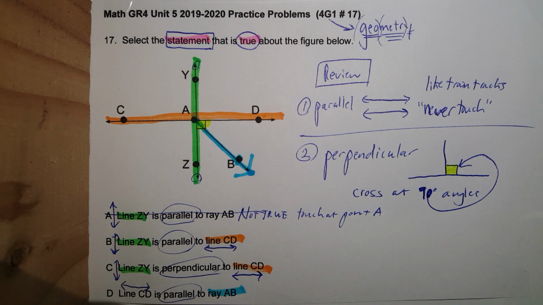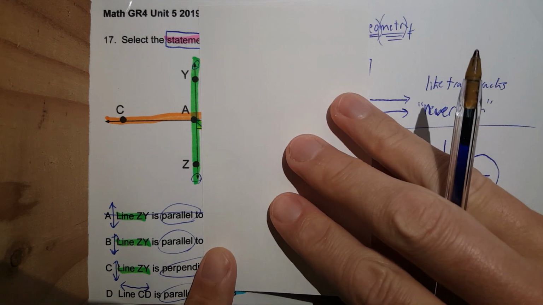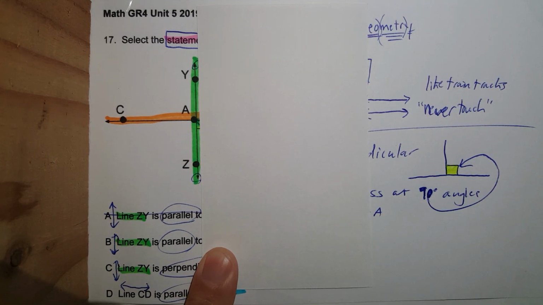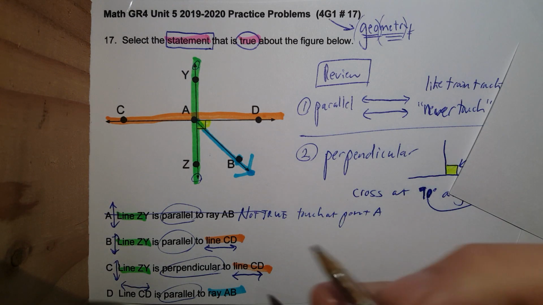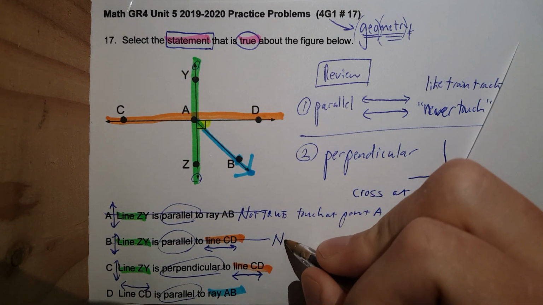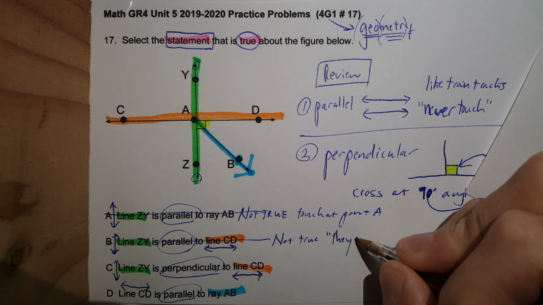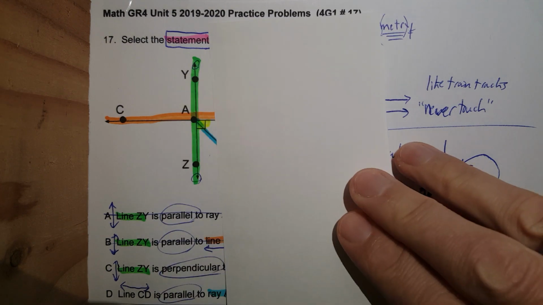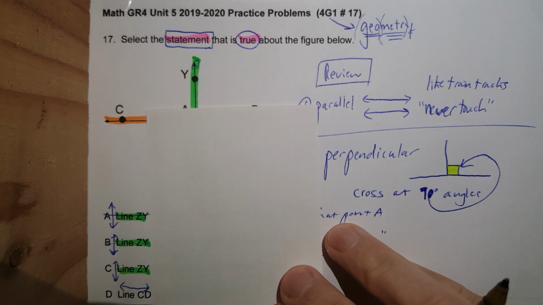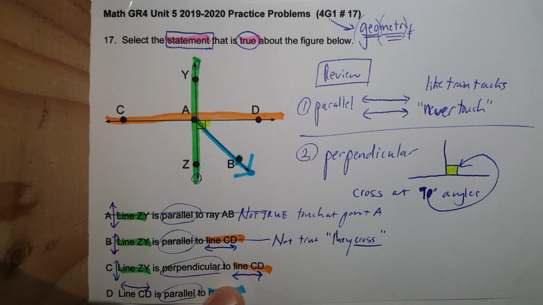Next one, we have line ZY again. That same line is parallel to line CD. ZY's here. If it's parallel, they should never touch. Oh wait, they're crossing each other. They cross, so I'd put not true. Okay, line ZY again. Notice how the first three problems all start with the same part. Line ZY again is perpendicular to line CD.